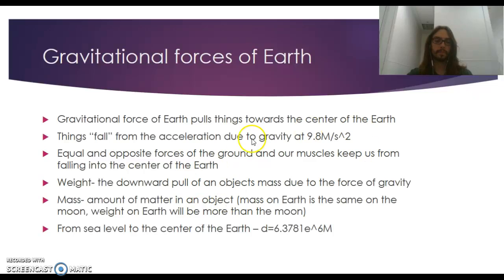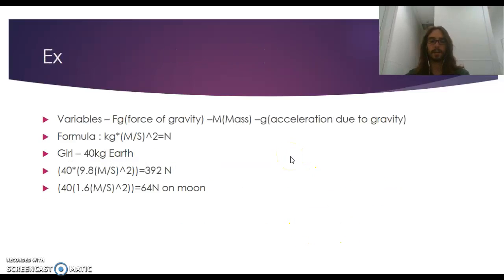It's really simple. So from sea level to the center of the Earth, the distance is 6.3781 e to the 6th meters. So that's just something you're going to need to know.